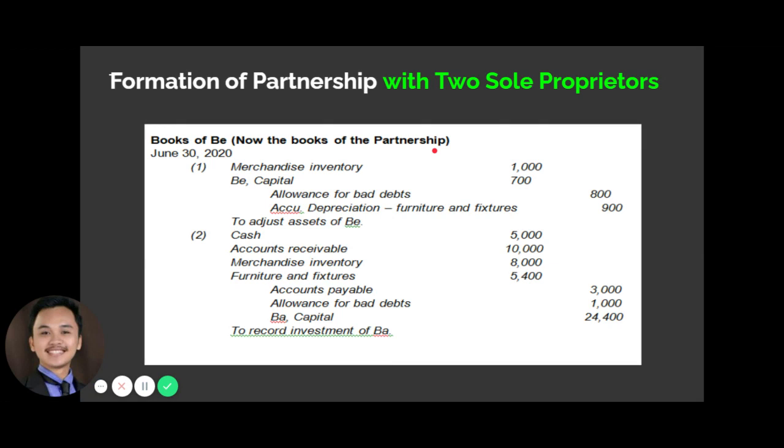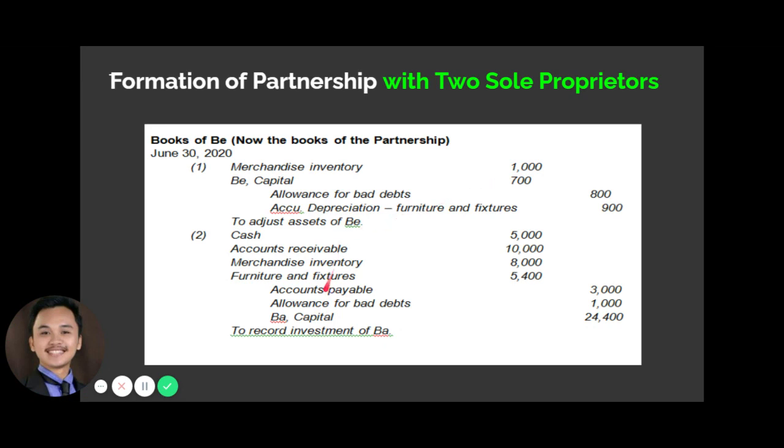But this time, since naa man gihapoy provisions nga adjustments, ang atong unang buhaton is i-adjust na pud nato ang books ni Be. So, again, na-increase sa iyahang merchandise inventory nga 1,000 kay Be. And then, na allowance for bad debts nga 800,000 which is equivalent to 10% of its accounts receivable. And 900,000 nga depreciation para sa iyahang furniture and fixtures. So therefore, we have a total decrease in its capital of 700,000. The valuation of its assets and liabilities leads to a decrease of 700,000 sa iyahang total capital.